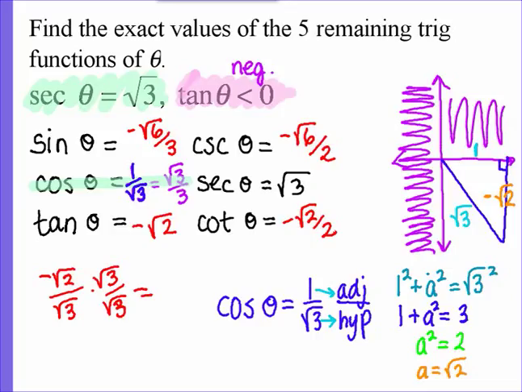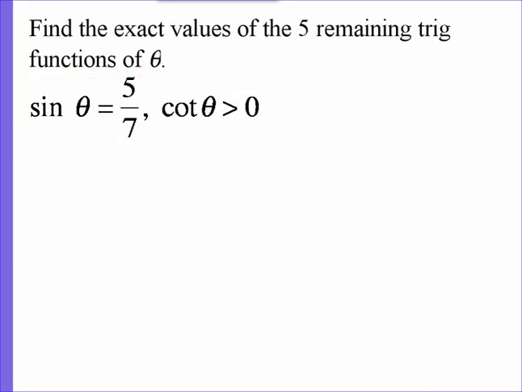Alrighty, let's look at another one of those, just to make sure we've got it down. Okay, find the exact values of the 5 remaining trig functions of theta. Now this one's going to be a little nicer because it's not going to have 2 roots. We did the tougher one to start with. Okay, so if I were you writing this down, I'd just put sine theta equals 5/7. Cotangent theta is greater than 0. And then I'm going to make my nice little sine theta equals, cosine theta equals, tan theta equals.